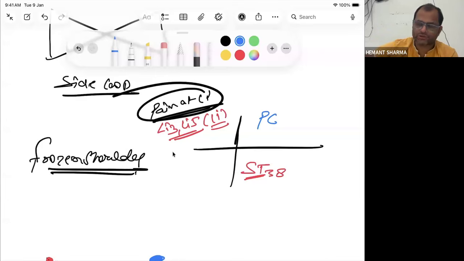7 to 9. So stomach and pericardium are connected or not? Yes, connected. Got it? They are connected.